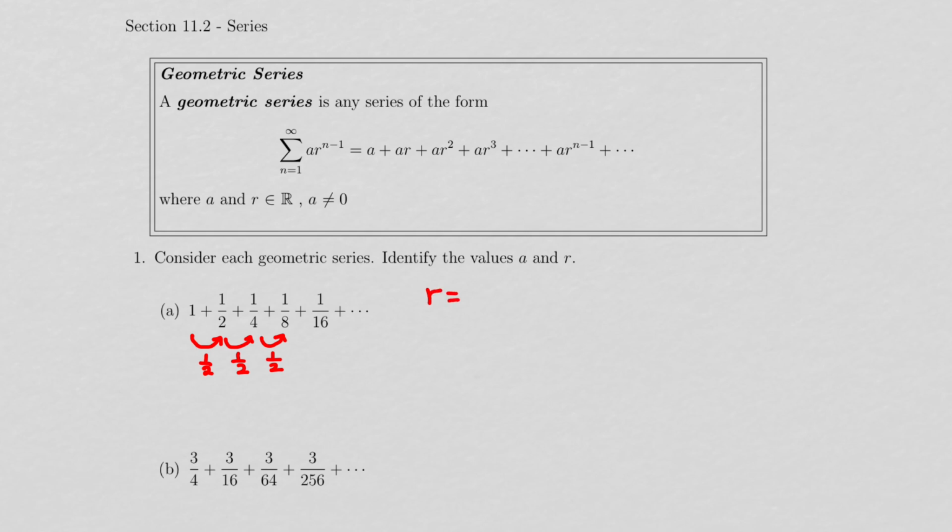So we would say that the factor, or the R value, that changes our terms each time that we multiply, is 1/2, because each term gets multiplied by a half to get the next term.